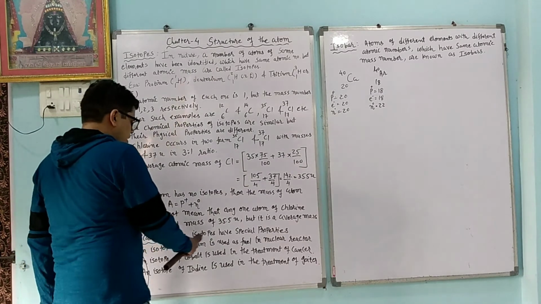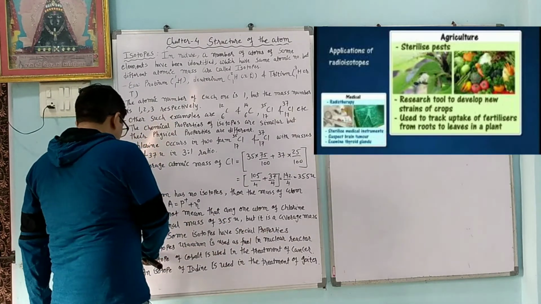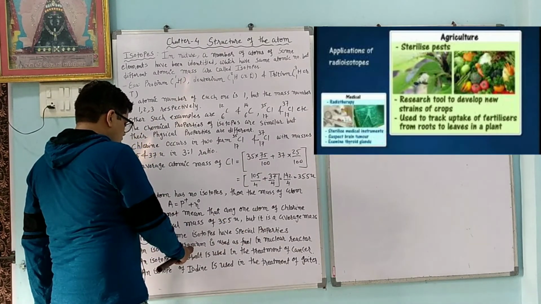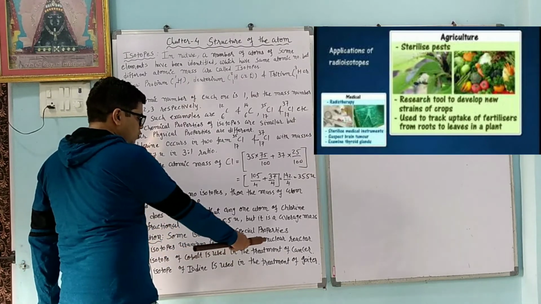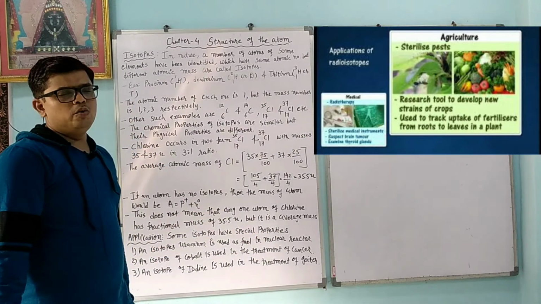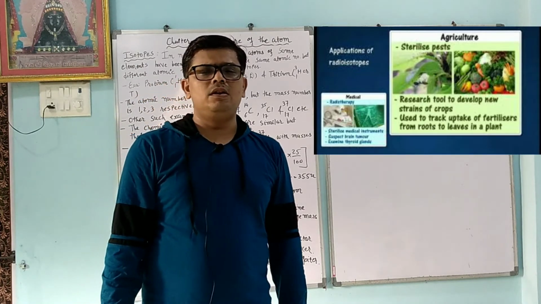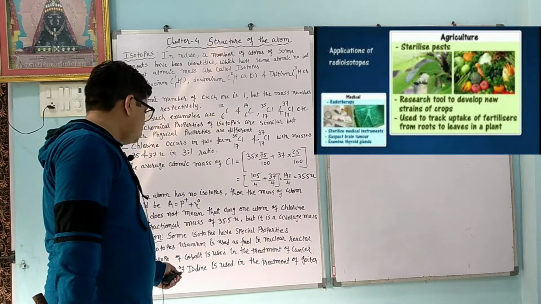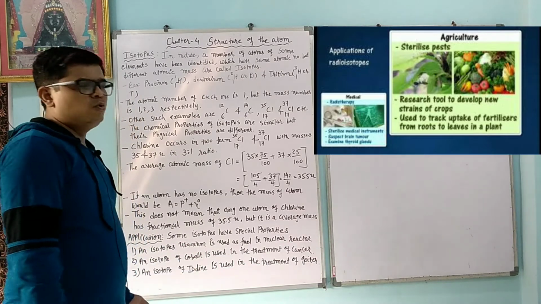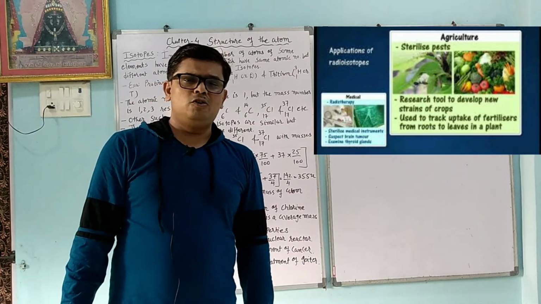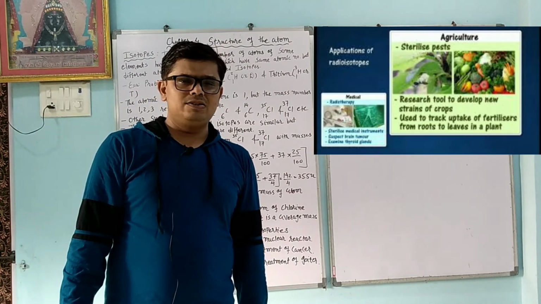Application: some isotopes have special properties. An isotope of uranium is used as a fuel in a nuclear reactor. Uranium has two isotopes, uranium-235 and 237. One of them is used as a fuel in the nuclear reactor to make a nuclear bomb or to produce nuclear electricity. Okay.